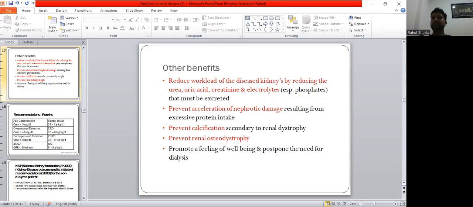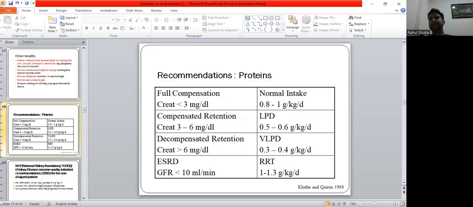And also it prevents accelerated nephron damage by excessive protein intake. As I already told, because of afferent vasodilatation there is increased filtration pressure in the glomeruli, and if we decrease protein intake, this pressure is decreased. And also it prevents calcification secondary to renal dystrophy, promotes the feeling of well-being and postpones the need of dialysis. So based on the stages of kidney disease, like creatinine value, we can guide the protein intake.